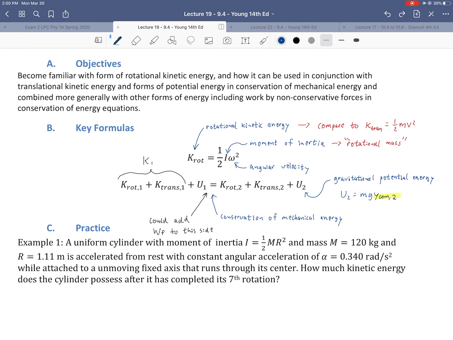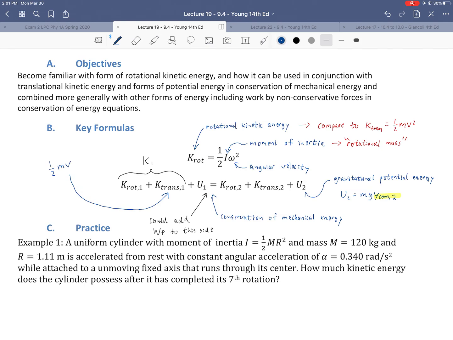But I will elaborate on this one last bit by pointing out that the translational energy here also has that same restriction. Because the only way that we can sum up rotational and translational terms is if the translational terms refer to the center of mass.